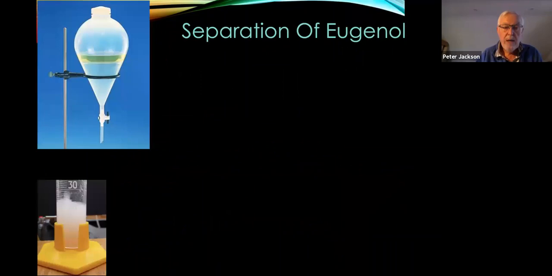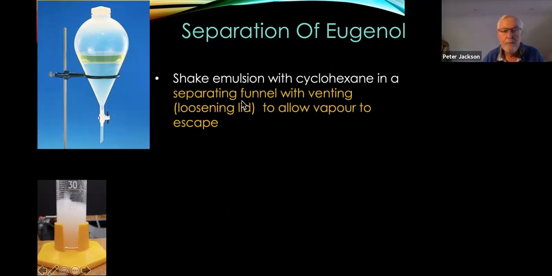right? Then we have to separate the eugenol. In here, we've got the little droplets of eugenol suspended in water, what we call an emulsion. We have to get rid of it. So how do we separate it? We shake the emulsion with cyclohexane in a separating funnel. This is a typical separating funnel. It's wide at the top and narrow at the bottom.